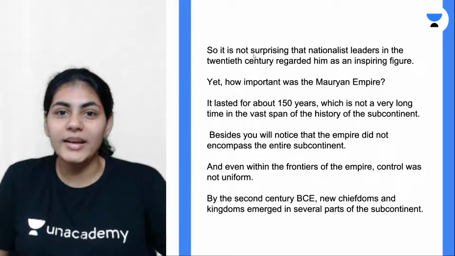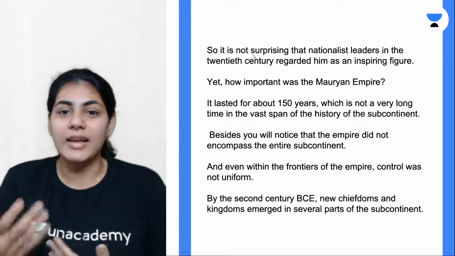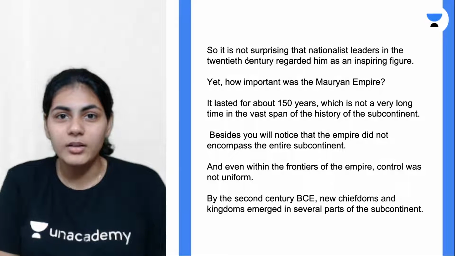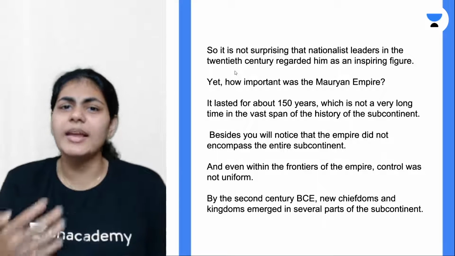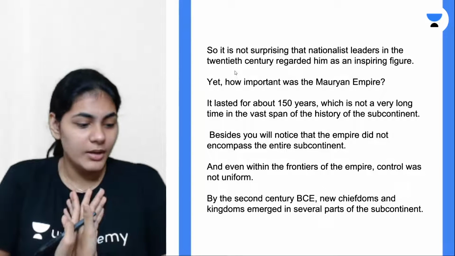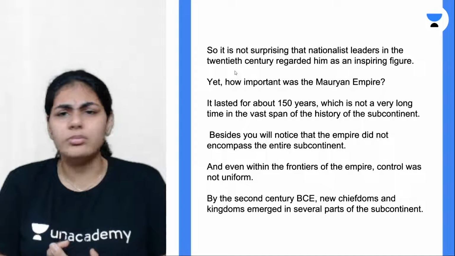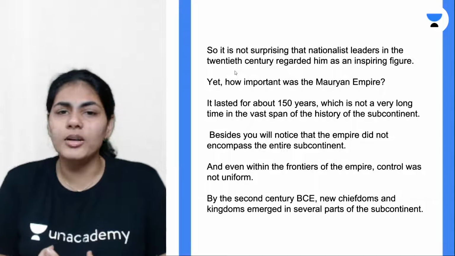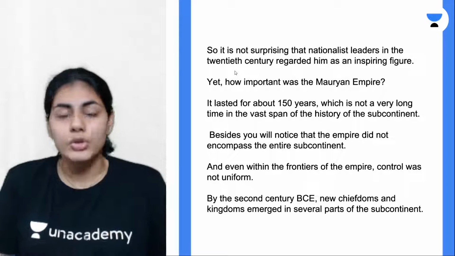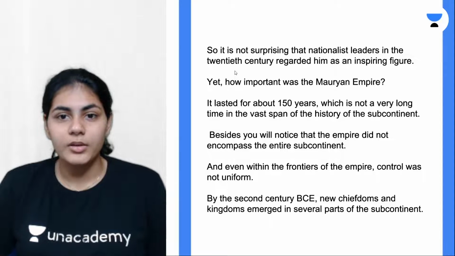Very amazing, right? So what does this tell us? How important was the Mauryan Empire? We have different answers to this. I might feel it is very important, but you might not agree with me. You might say, no, it's not important, it's just like any other kingdom. You can have your own opinion, right?